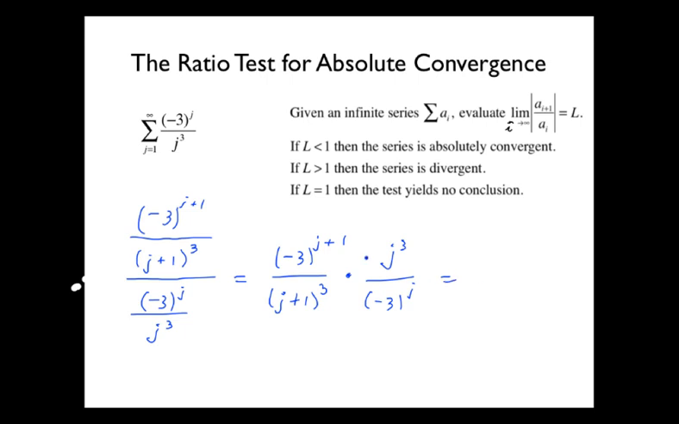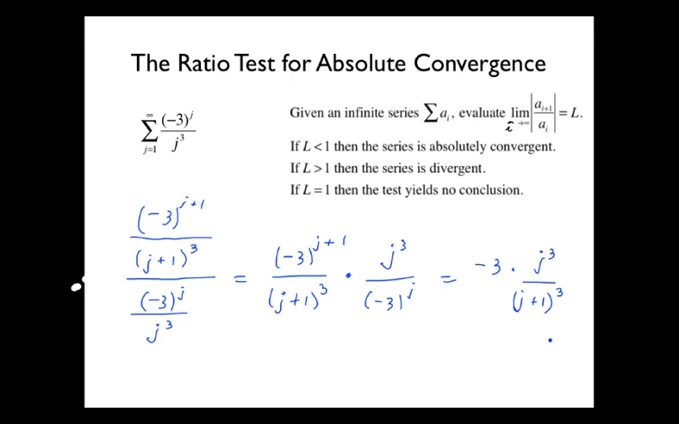And when you do that, you're looking for things that are alike. So look, -3 to the j plus 1, -3 to the j. If we think about the meaning of that, what does that mean? A bunch of negative 3's multiplied together. Here's also a bunch of negative 3's multiplied together. And so when we simplify that, what are we left with? There's one more negative 3 in the numerator, right? So we keep one negative 3. And then we have times j cubed over j plus 1 cubed.